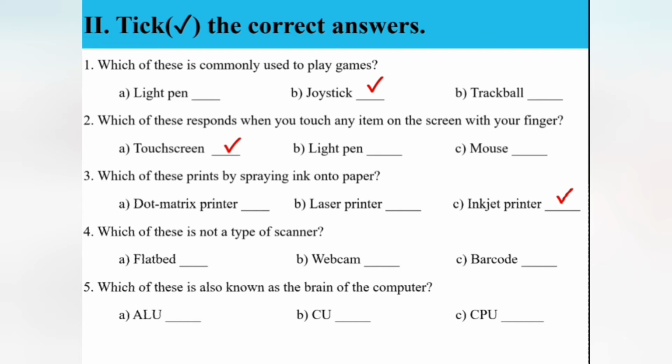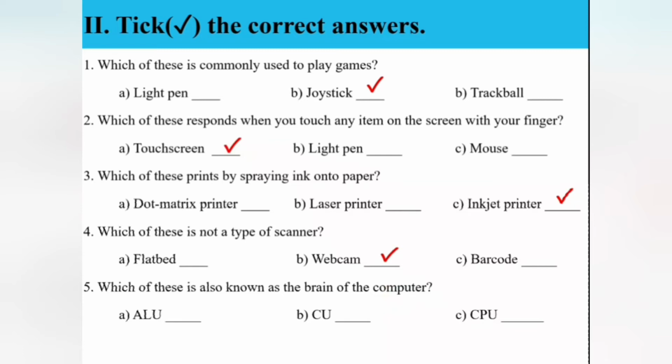Okay, children. Fourth one. Which of these is not a type of scanner? The options are flatbed, webcam and barcode. The right answer is webcam, because flatbed is one of the scanner types and barcode is one of the types of scanner. So the correct answer is webcam.